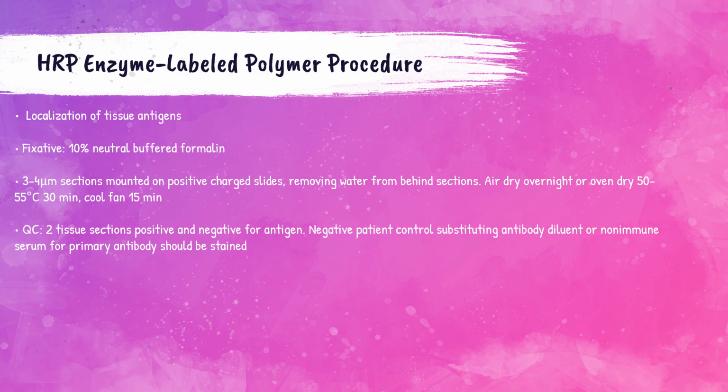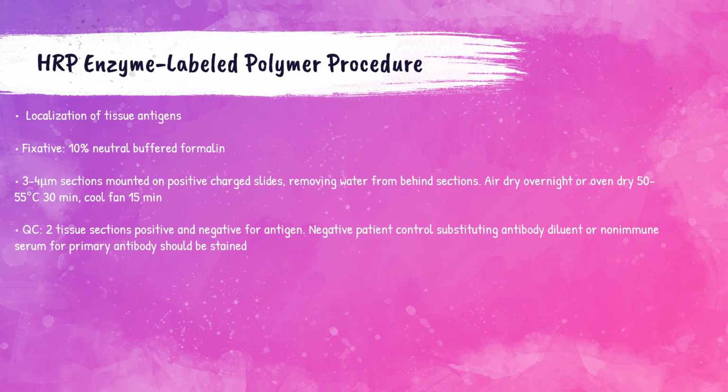The HRP enzyme-labeled polymer procedure is used for the localization of antigens within tissues. This method uses a primary antibody and an HRP enzyme-labeled polymer secondary. The primary antibody in this method is specific for the target antigen, so the antigen that we're looking for. The polymer has an affinity for that antibody.